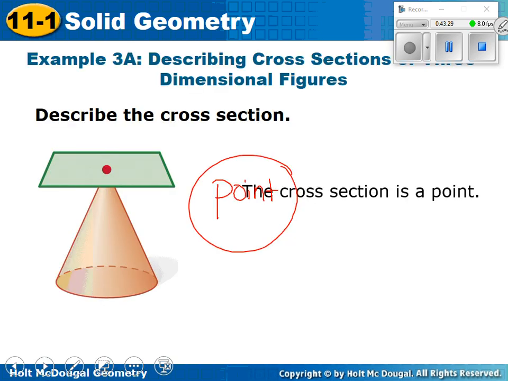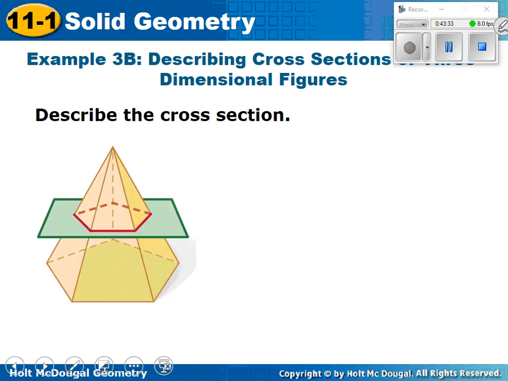Okay, so the cross section is a shape. You're just naming the shape. In this case, it's a point. What is the two-dimensional shape here that is our cross section? Pentagon. Notice 1, 2, 3, 4, 5 sides. So your answer would be pentagon. A cross section is just the shape where they touch. When you've sliced it, what is that shape that you see?